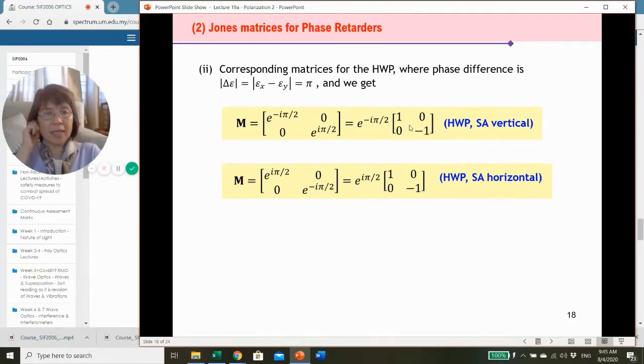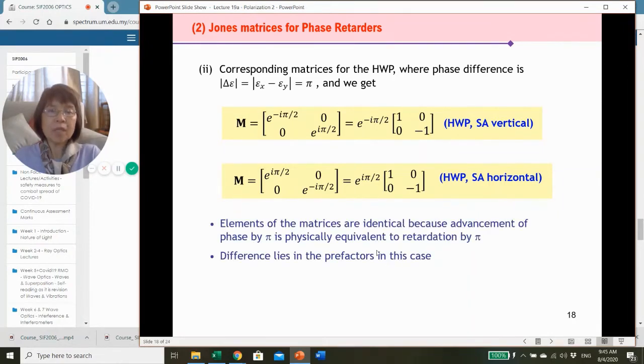Now note here that these two matrices are the same, right? Except for the prefactor. The difference is only in the prefactor. So why are these two matrices the same? Because advancing the phase by pi is physically equivalent to retarding the phase by pi. That's why you have the same matrix to represent the half wave plate for slow axis vertical and horizontal.